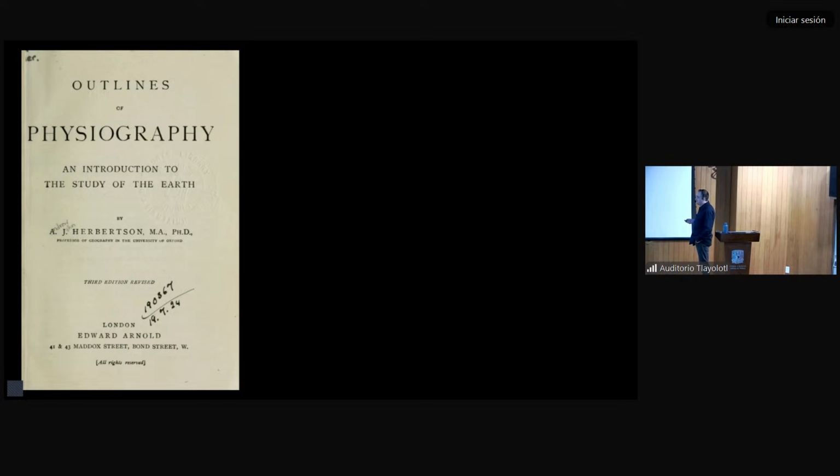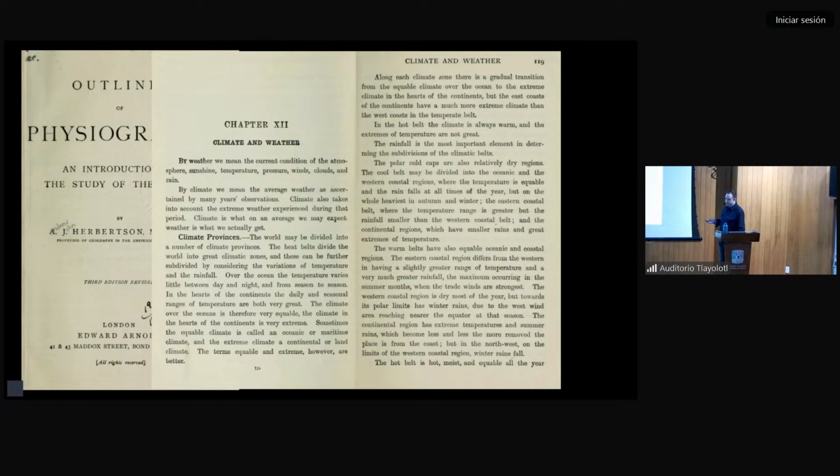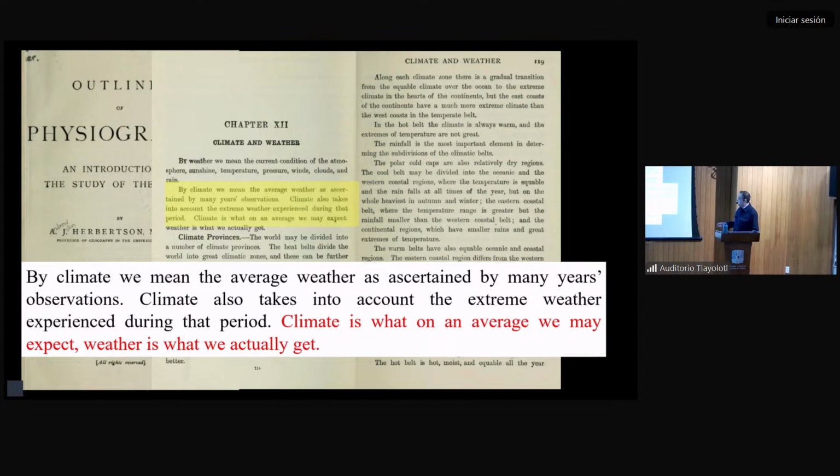This is a very, very nice, very interesting book. You can find this book online for free. And this book has one of the most popular sentences in atmospheric science, that says that climate is what on average we may expect, weather is what we actually get. So we think of climate somehow like a statistics of weather.